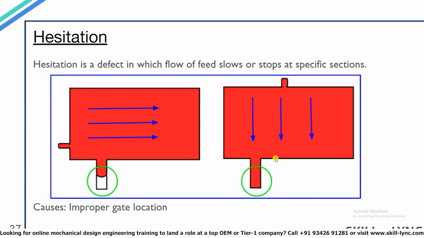Hesitation is a defect in which the flow of material along a specific direction slows down or completely stops. In case 1 below, you can see that the material is not being filled in the rib section. This is because the molten material follows the path of least resistance and fills the region with more thickness first compared to regions with lower thickness. That is why this defect is most common in areas with ribs or other areas with lower thickness values. This defect can be avoided by providing proper gate locations, as you can see in the second diagram.